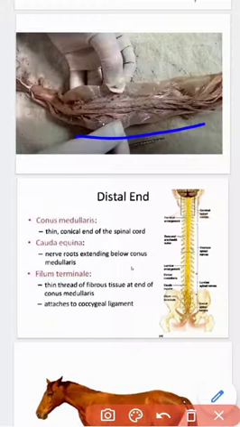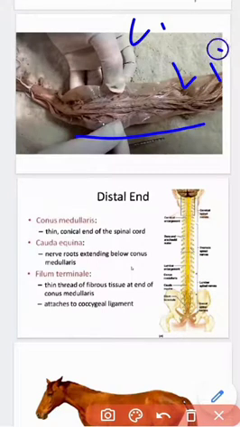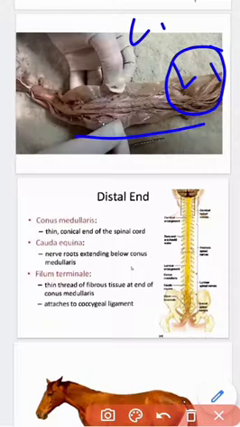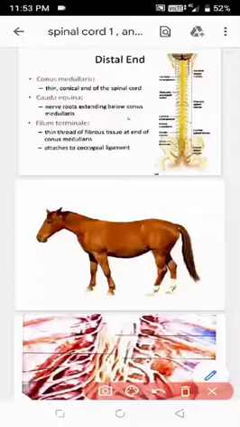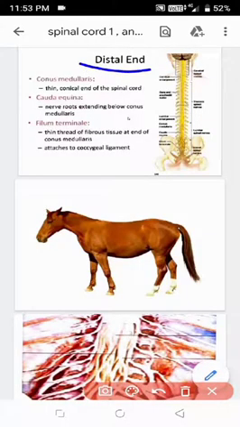Now, the spinal cord starts from C1 and ends at the lower border of L1. The lower border of L1 is the distal end. The distal end has three parts: the conus medullaris, the cauda equina, and the filum terminale. Now you can clearly understand the distal end.